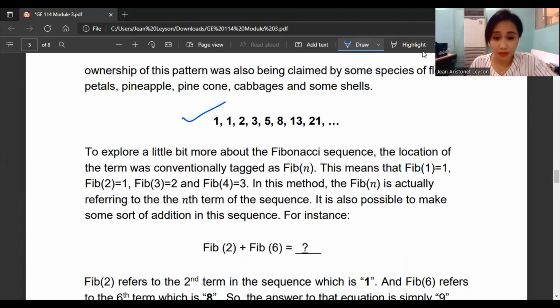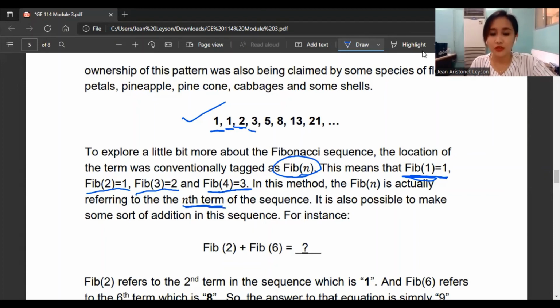And to explore a little bit more about this sequence, the location of the term was conventionally tagged as fib of n. So this means that fib 1 is 1 because that's the first term. Fib 2 is 1 because that's the second term. Fib 3, that's 2, third term. Fib 4, the fourth term is 3. So in this method, the fib of n or fib n is actually referring to the nth term of the sequence.